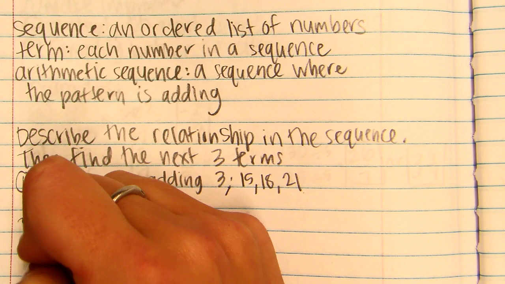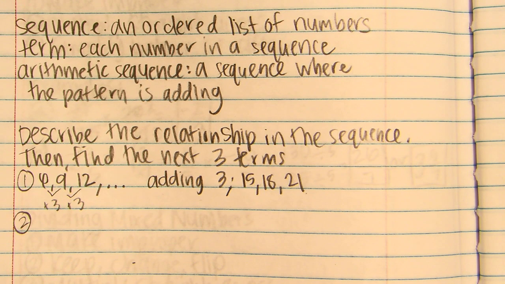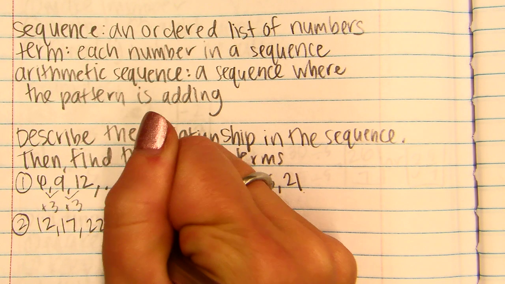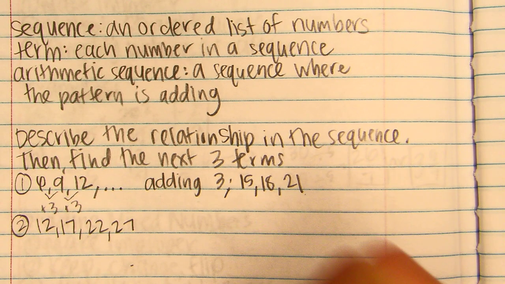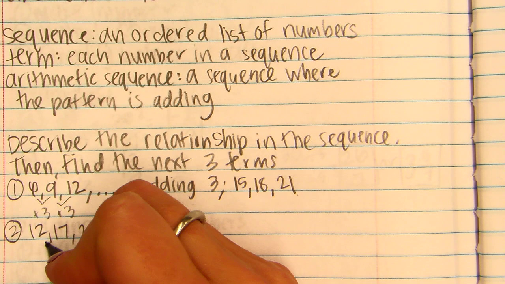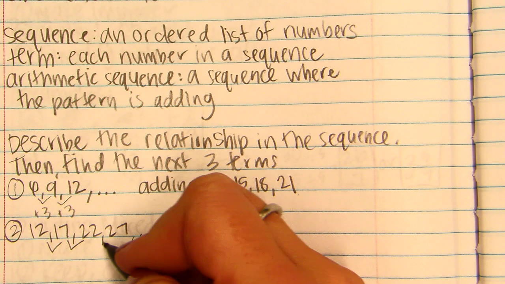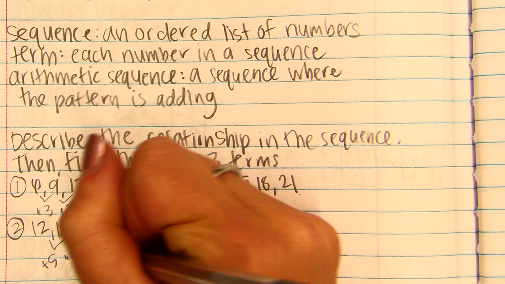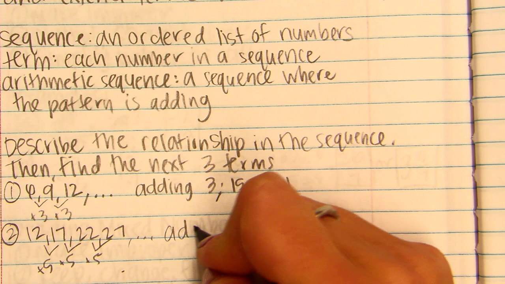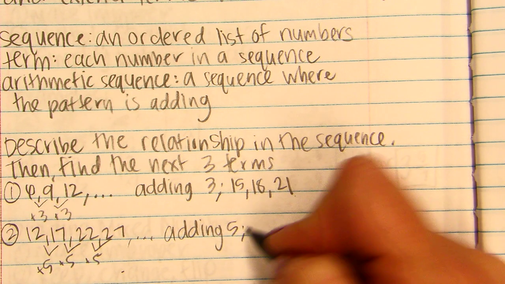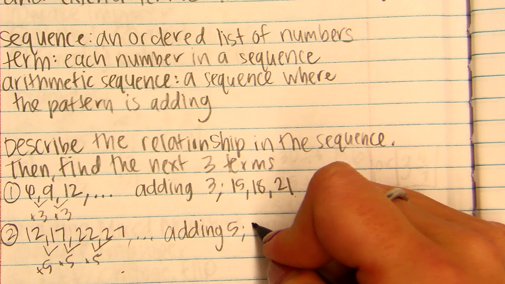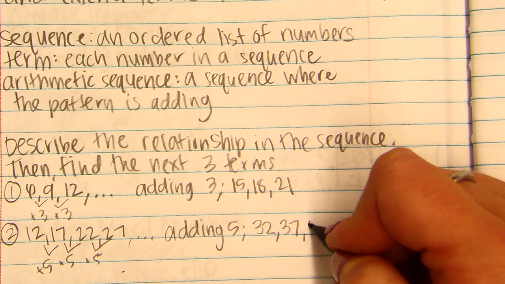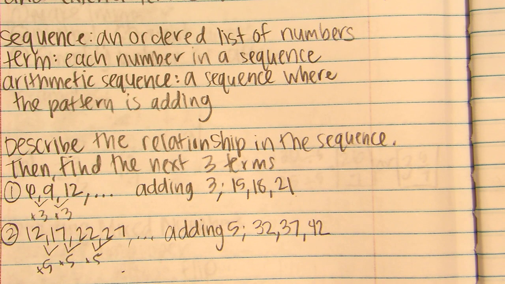Let's do another one of these. So for example 2, we'll do 12, 17, 22, 27. The first thing we have to do is describe the pattern. So I think 12 plus what is 17, 17 plus what is 22, and it has to be the same number every time. So it's going to be adding 5. My pattern is adding 5. Then I need to give the next 3 terms. So after 27, 27 plus 5 would be 32. 32 plus 5 would be 37. 37 plus 5 would be 42. And those would be the next 3 terms.